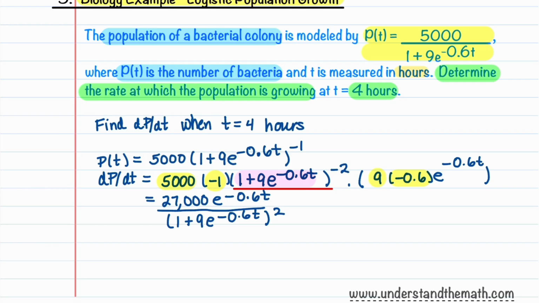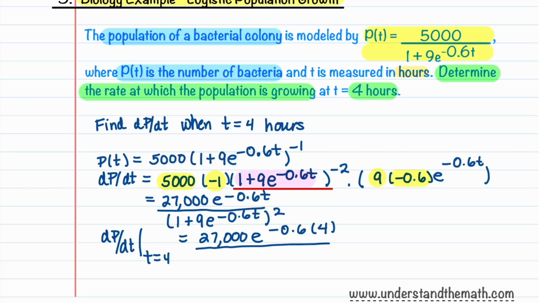Now we have to find that rate when t is equal to 4 hours. So all we have to do is plug in that t is equal to 4. This is 27,000 e^(-0.6 times 4), all divided by (1 + 9e^(-0.6 times 4)), and that gets squared. Now you have to put that into your calculator very carefully, and you end up with an answer of 742, and now we need units.